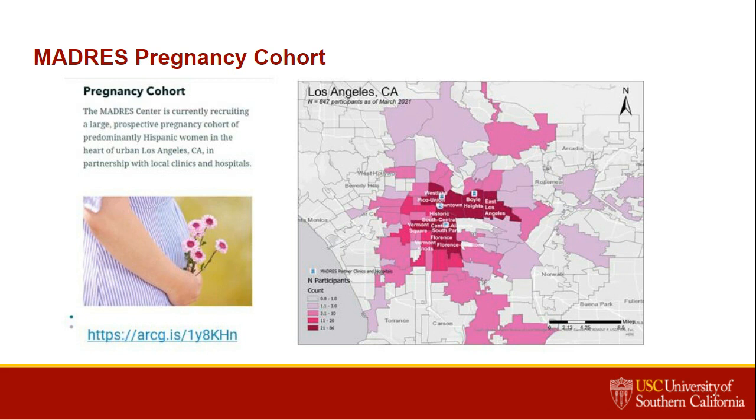These are colored from very dark pink to red to lighter colors. This is urban Los Angeles, in California. And those darkest neighborhoods that you see are the ones where we have the highest recruitment of these pregnant women from. We partner with four different clinics, and that has changed a little bit over time. But by doing that, we are basically recruiting the population that lives within urban Los Angeles. So you see East LA, downtown, central, south central LA are some of the highest recruitment neighborhoods in MADRES. And these are, like Dr. Bastain described, predominantly Hispanic and lower income women, but not exclusively, of course.